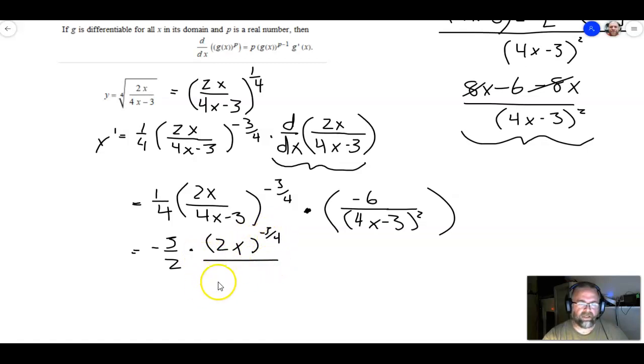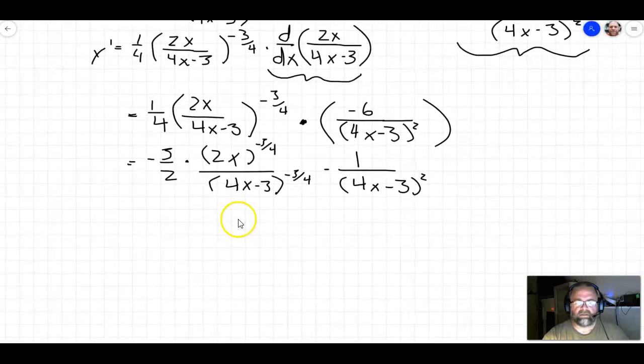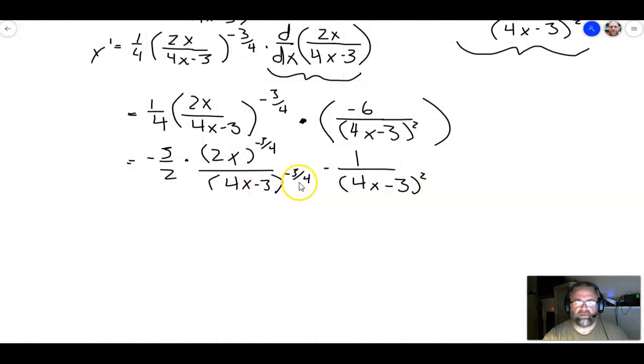And on the bottom, we're going to have 4x minus 3 raised to the negative 3/4 power, and this is going to be times, and then we already pulled the negative 6 out of there, so this is just going to be 1 over 4x minus 3 squared. All right, now that we have the same base here, we can just add the exponents up, and since this is a negative exponent on the top, I'm going to bring it down to the bottom, and we're going to do a little bit more work here.